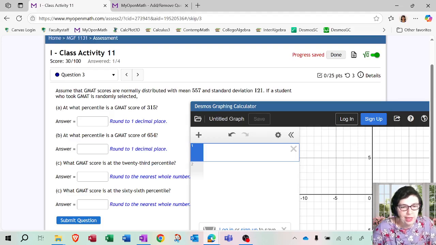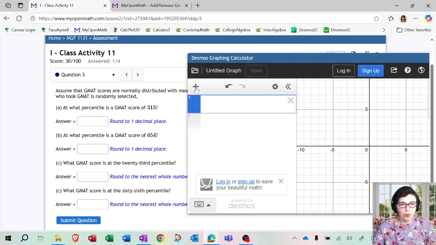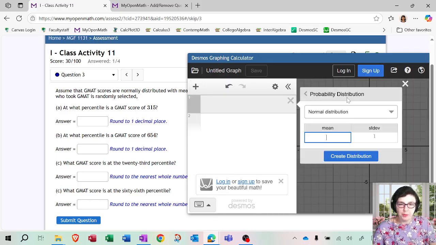Okay, so in this case, we are going to look at percentiles, finding percentiles and finding data values that correspond to a given percentile. First of all, let's go ahead and bring up the normal distribution in Desmos calculator. So let's click on the plus sign. Let's go to inference. And under probability distributions, we're going to use normal.